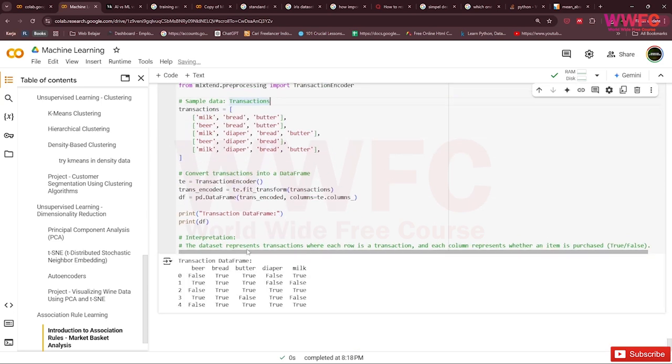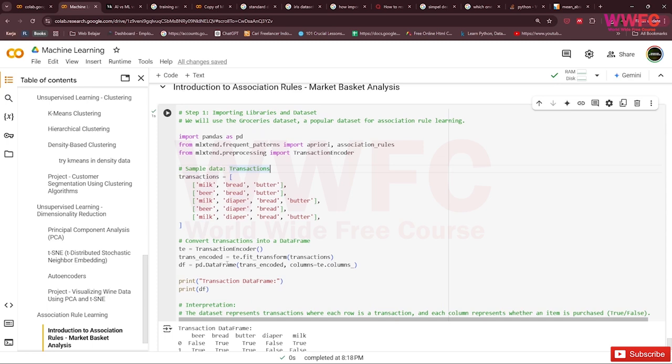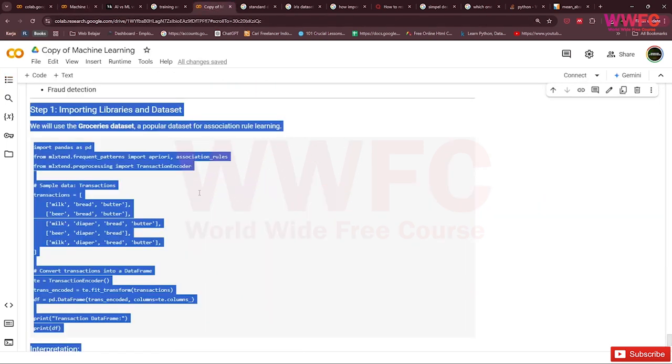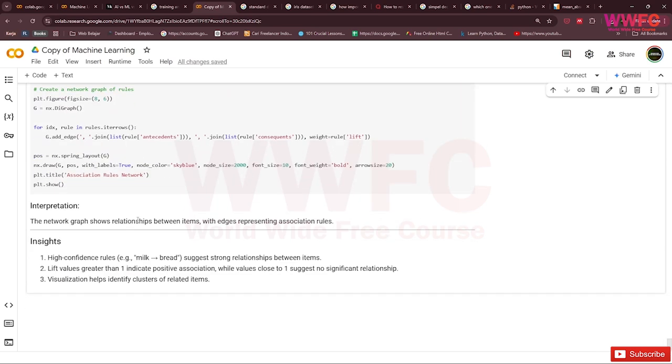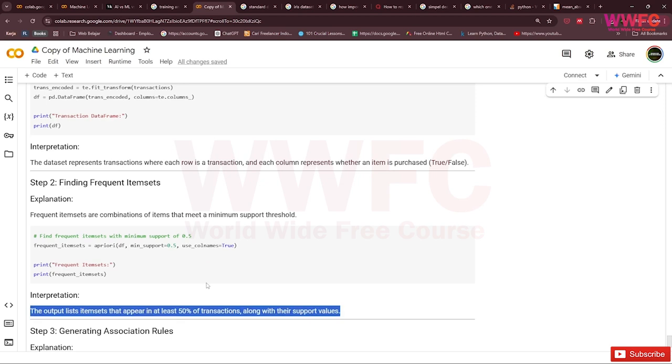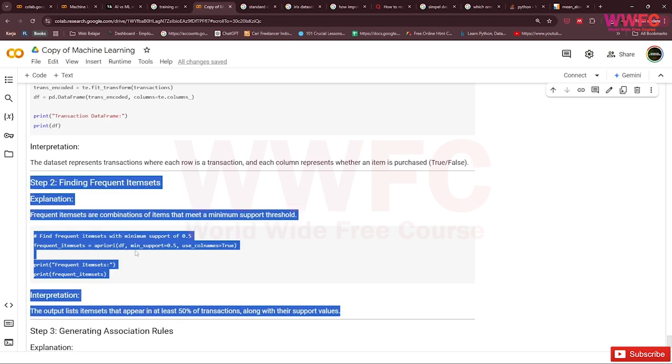So the dataset represents transactions where each row is a transaction and each column represents whether an item is purchased, true or false. So here beer is false, but bread is true. It's like that, right? So we use a transaction encoder, and then we encode the transactions. We use data frames. The transaction data frame is like this. So next we want to find the frequent items. So we use Apriori.